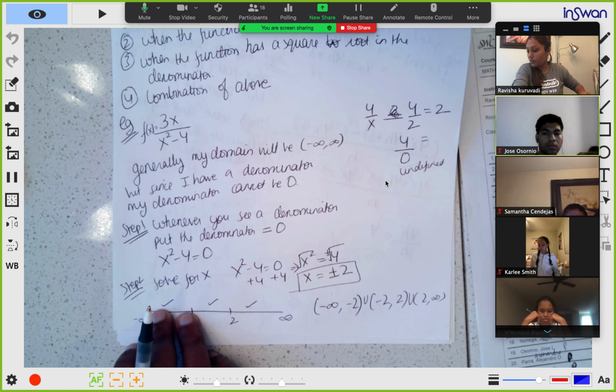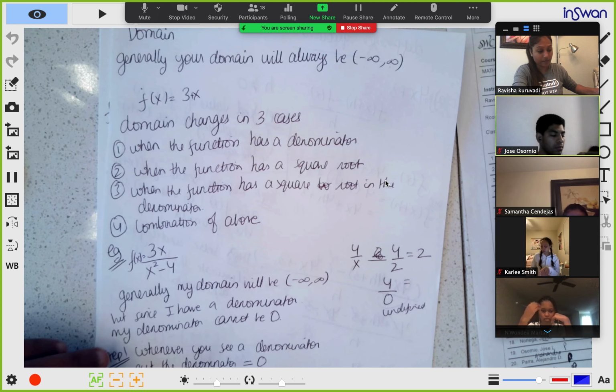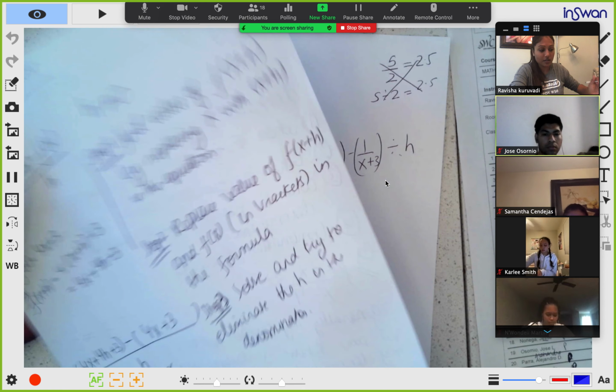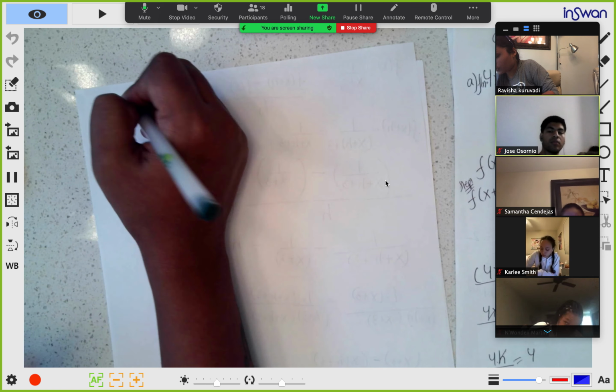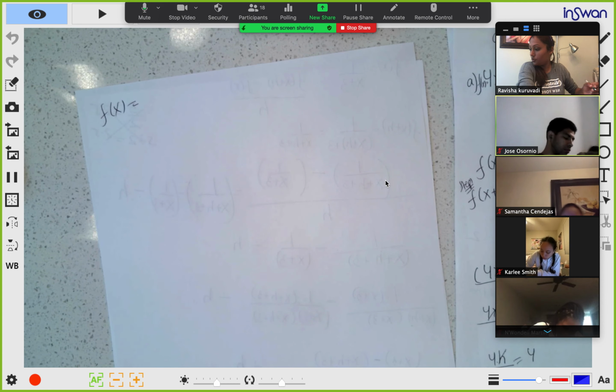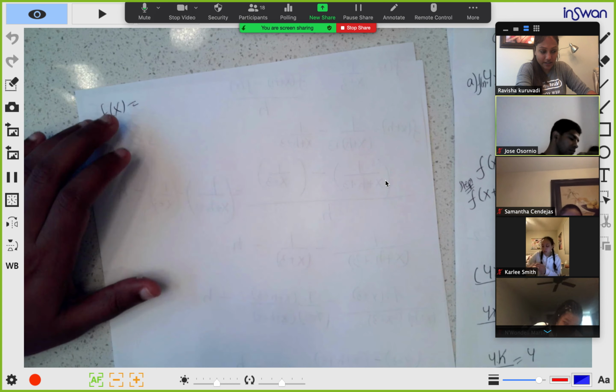Can everyone do one problem for me? I want you to find the domain for this one. f(x) is equal to x over x squared.